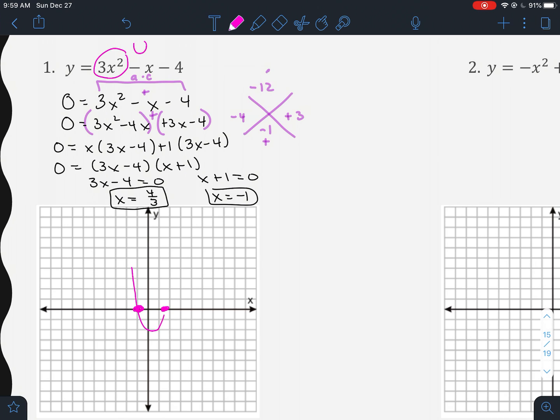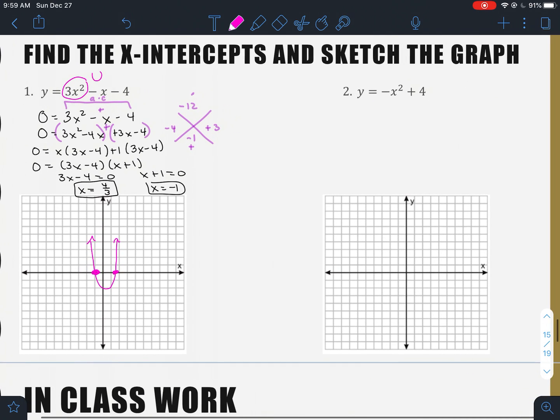And then is it a happy parabola or a sad parabola? Look back at the original problem, and you have 3x squared, so that's going to be a happy parabola. So we're just going to make a happy parabola through those 2 points.